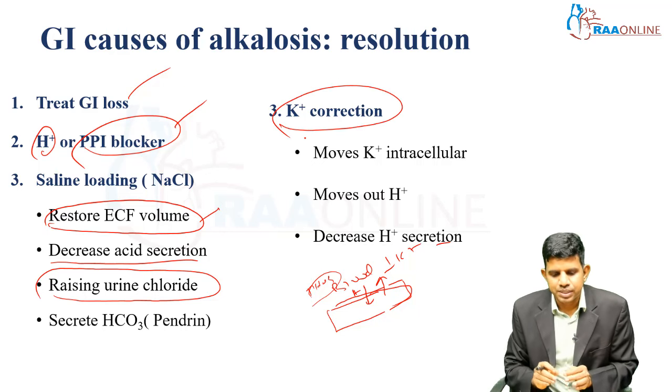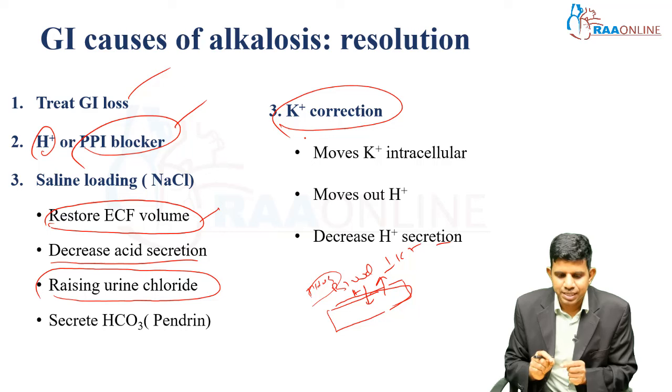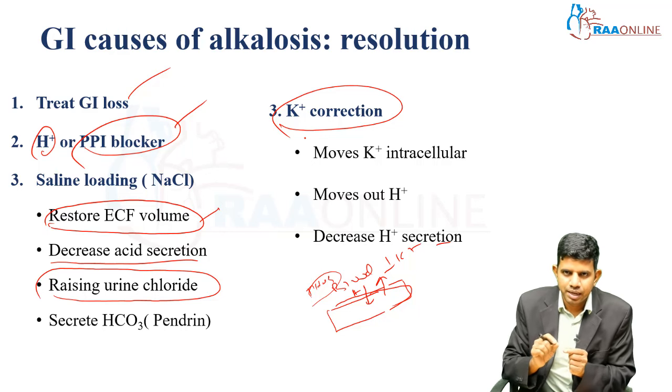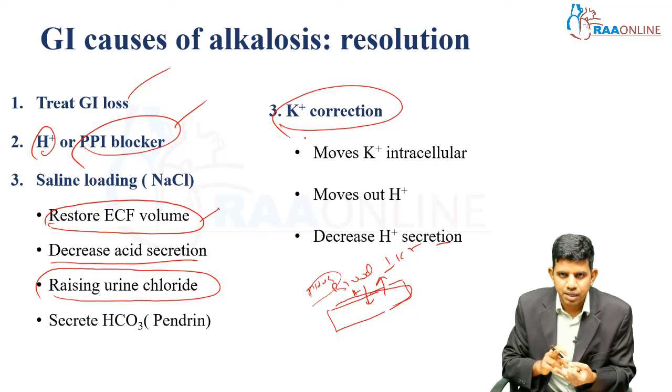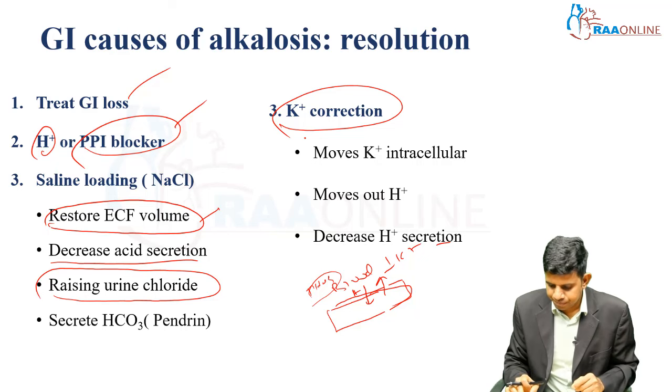So, in treating metabolic alkalosis, treat the root cause. In GI-cause metabolic alkalosis, treat the root cause and prevent the vomiting. Second, we can give acid proton pump blockers, saline loading, and treat the hypokalemia.